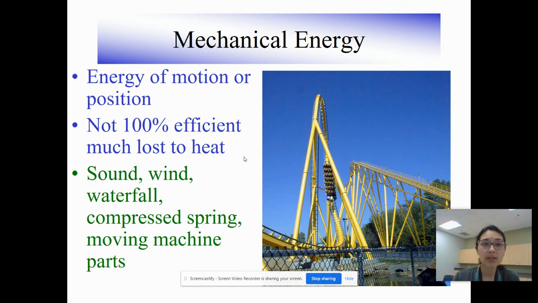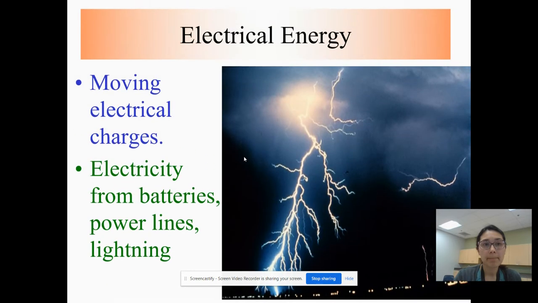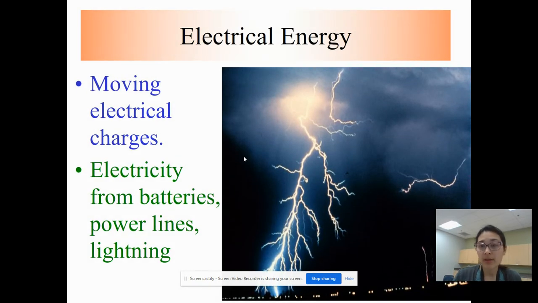Okay, so mechanical energy is energy of motion or position. So it's not 100% efficient because a lot is lost to heat. So when you move, heat is produced, and so some of that energy turns into heat energy and not just movement energy. Electrical energy is moving electrical charges, so electricity from batteries, power lines, lightning. So if you plug anything into a wall, that's electrical energy.